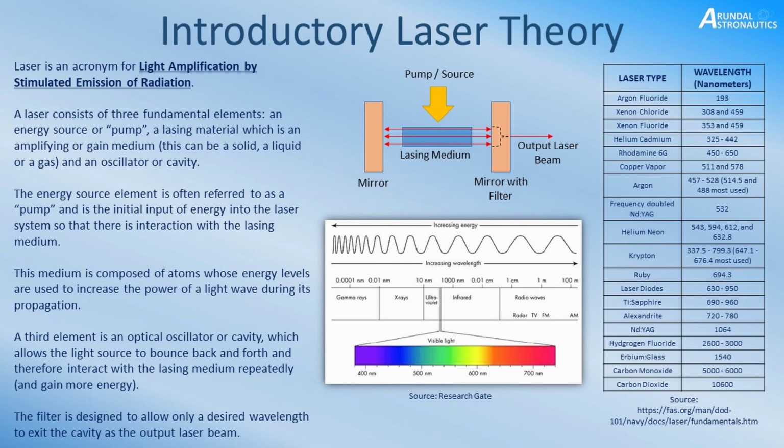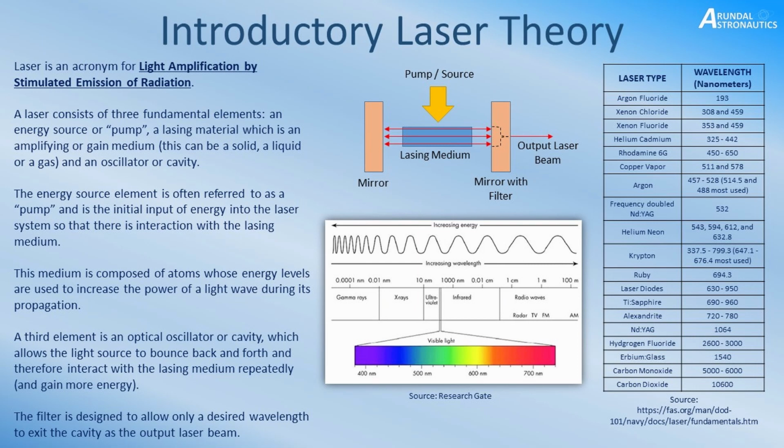The third element in a laser system is the oscillator or cavity, which in this example in the diagram we could see is essentially two mirrors. So imagine now that the pump and the source provides energy into the system in the form of a light wave. This light wave then travels through the lasing medium and gathers energy, and as it exits through the medium to the other side, it will come into contact with the mirror and therefore oscillate through the system.